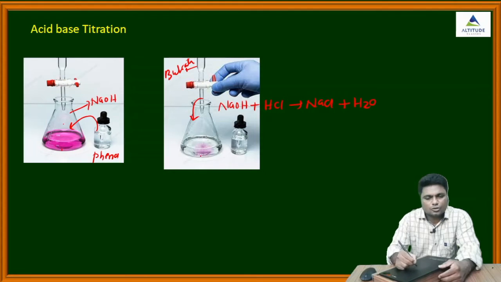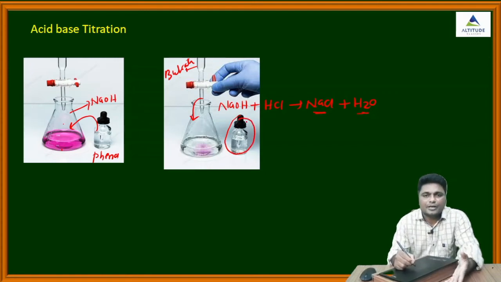So after consumption of sodium hydroxide in the conical flask, only water and salt are there. There is no base. It means the phenolphthalein pink color disappears. Pink color disappearing means that is the end point. Complete neutralization has taken place. Clear?